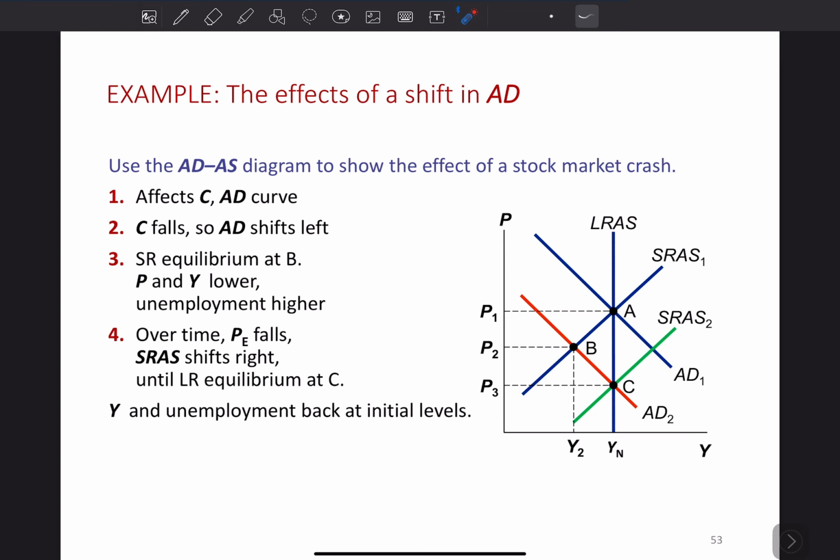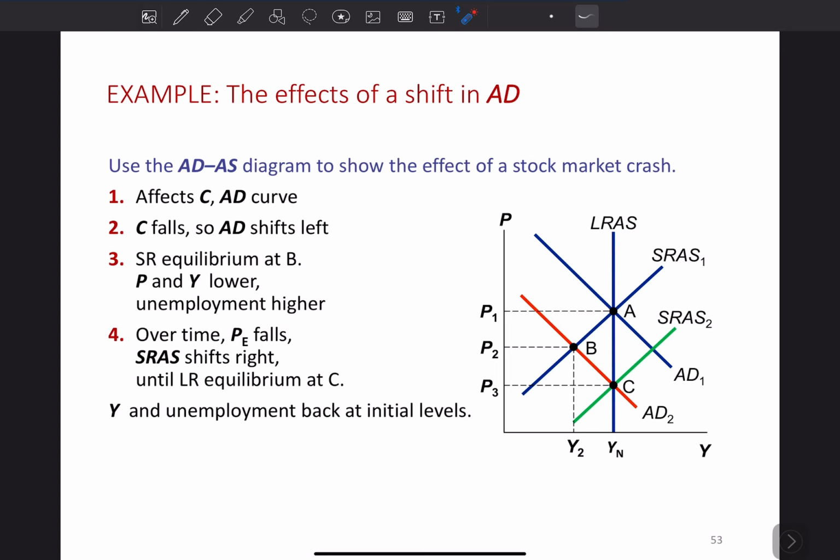In the short run, the economy moves to a new equilibrium with lower output. From point A to point B, we see lower output, a lower price level, and higher unemployment. And this creates a gap between the potential production and the actual production. We are going to call it a recessionary gap.